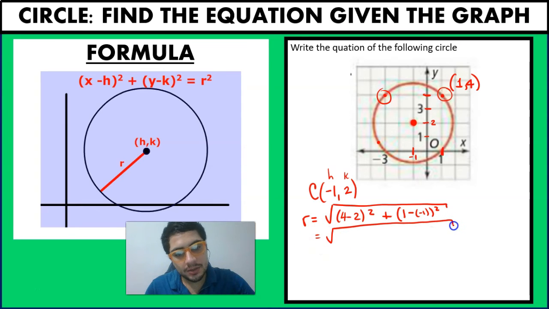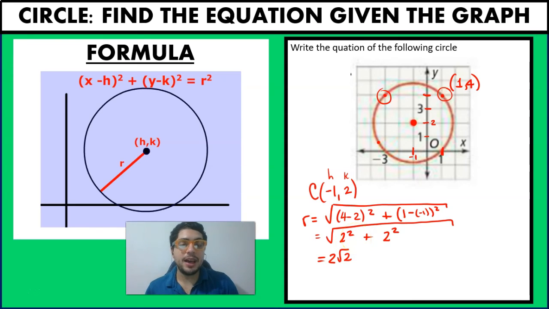which is going to give us 4 minus 2 to the power of 2 is going to be 2 to the power of 2, and then 1 minus 1 is going to be 2 to the power of 2. Now, whenever we get this, we're going to get that our square root of 4 plus 4 is going to be the square root of 8, which is going to be 2 square root of 2, right? Now that we have found the square root of this value, we know that our value of the radius is going to be 2 square root of 2.